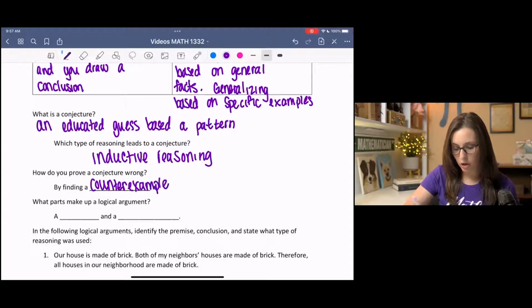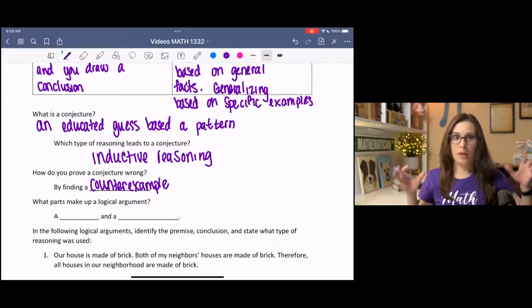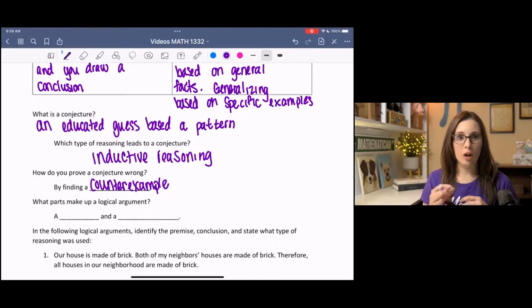And to have a counterexample, you just need one. You need one example to prove a conjecture wrong. So if I were to look at a pattern of odd numbers, 1, 3, 5, 7, based on that pattern, I could say all odd numbers are prime, which means they don't divide by anything except for themselves and 1. And that's my conclusion. That's my conjecture. All odd numbers are prime.